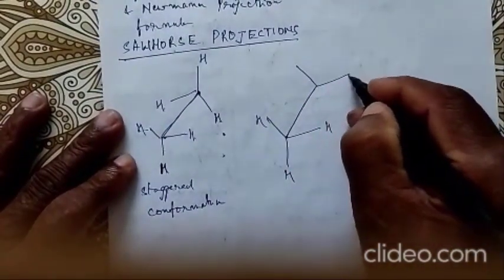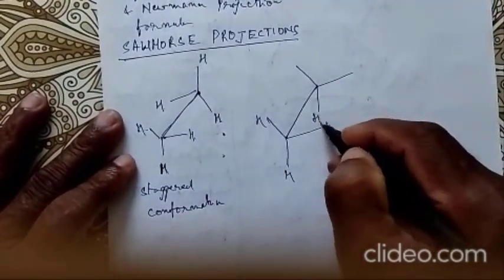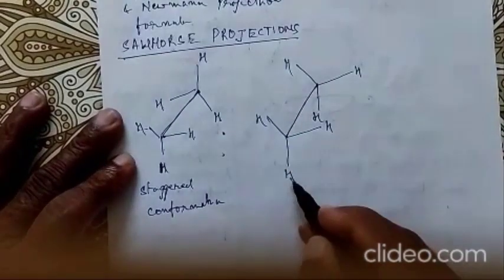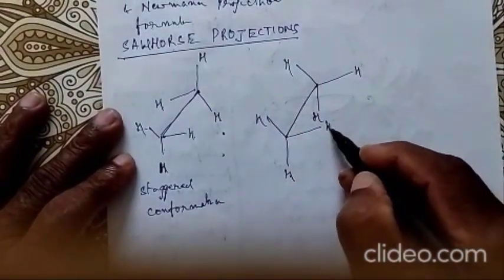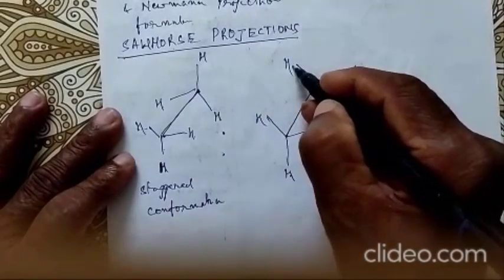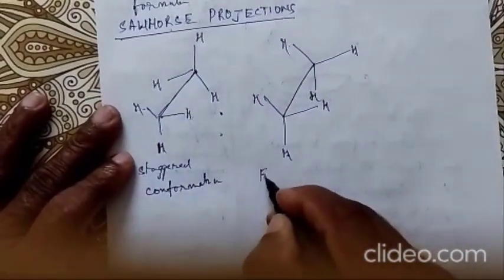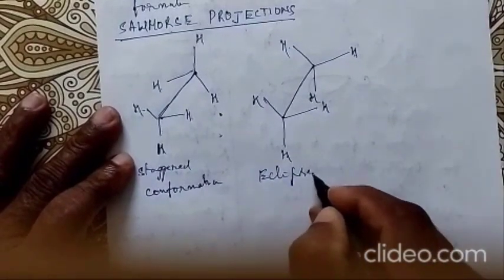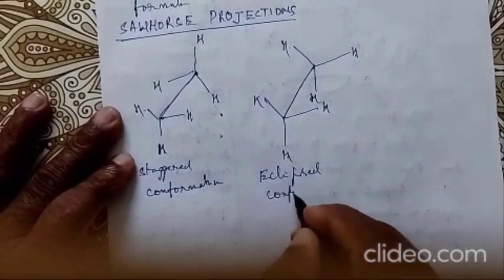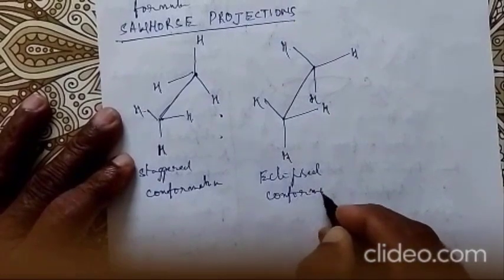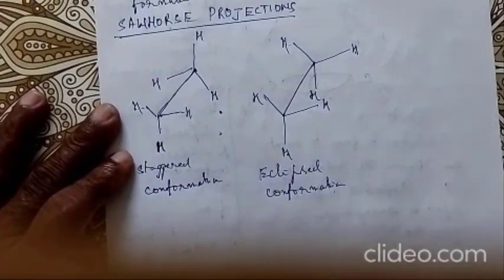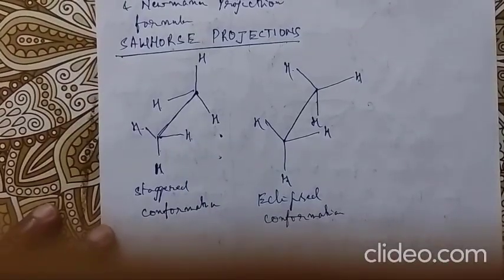Here, this hydrogen eclipses this, and this hydrogen eclipses this, and this hydrogen eclipses this. So what is this conformation? This is eclipsed conformation.